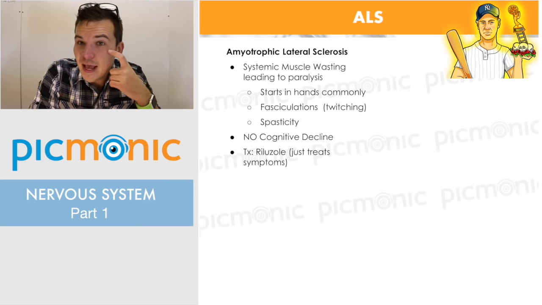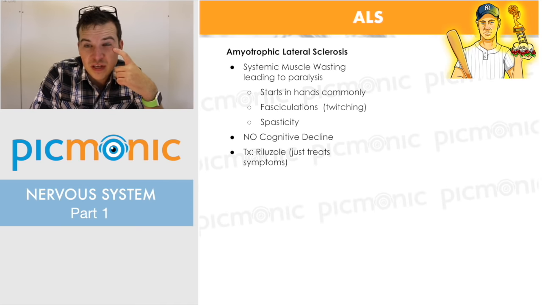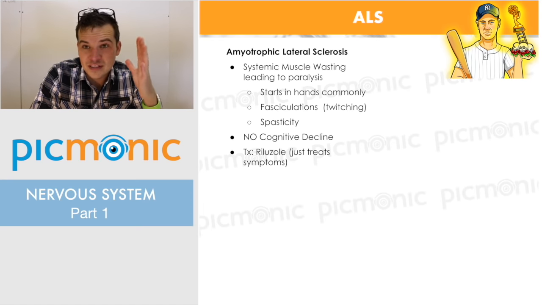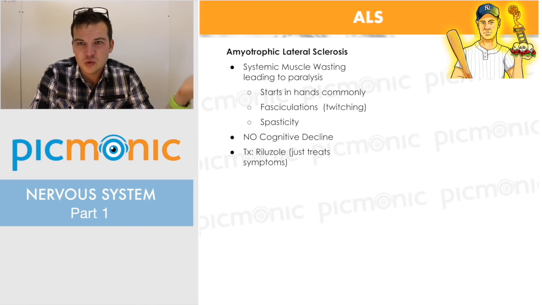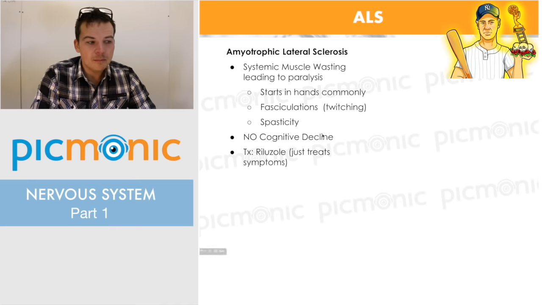And I always get this darn twitch right here in this muscle under my eye every couple of weeks. And it drives me nuts. It pretty much just starts twitching and twitches and it twitches until I just want to kill myself with a stick or something right there. Just make it stop. But that's a fasciculation. It's pretty much just like a muscle twitch. But that's what you need to know.